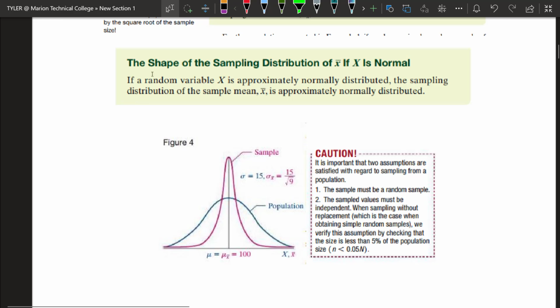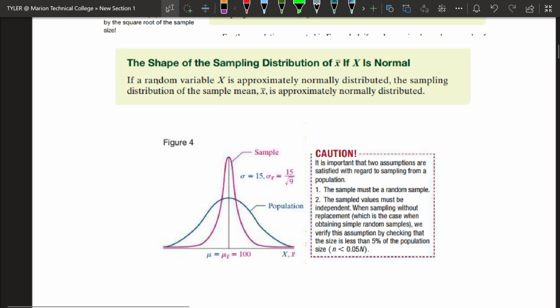So in this first part, what we're going to do is look at, what if your population distribution, your x, is normal? What's that going to do to the distribution of x bar? And then we're also going to study, what happens if your population is not normal? Maybe it's skewed. What does that mean?